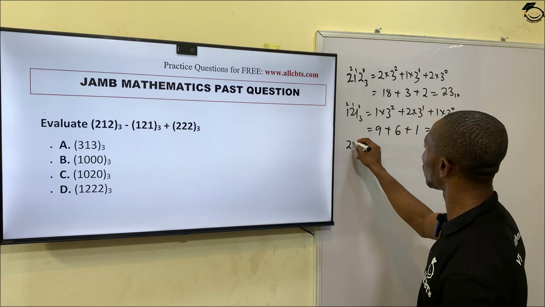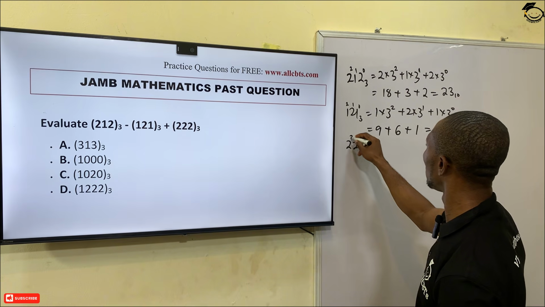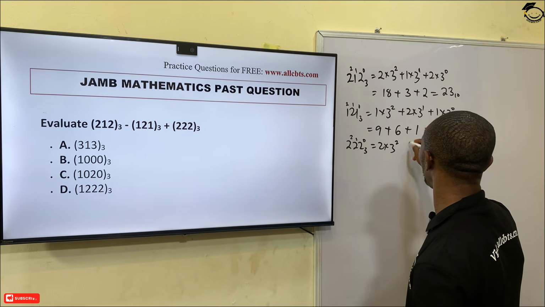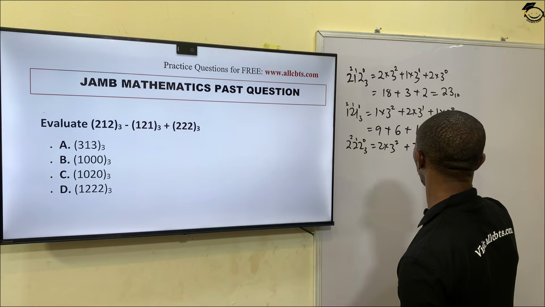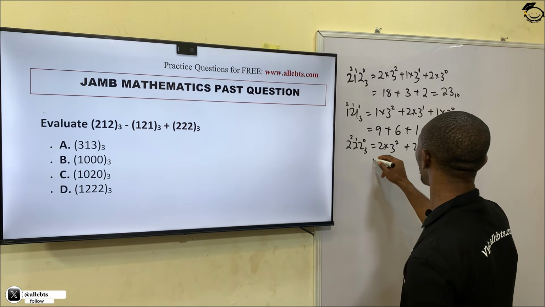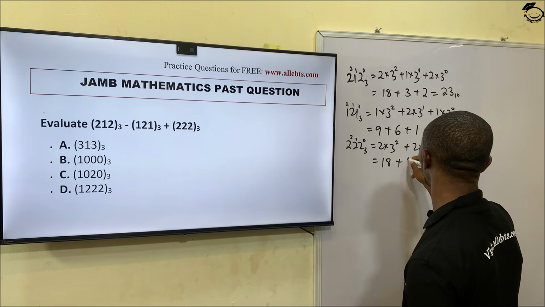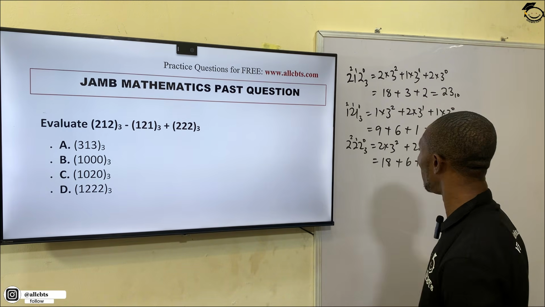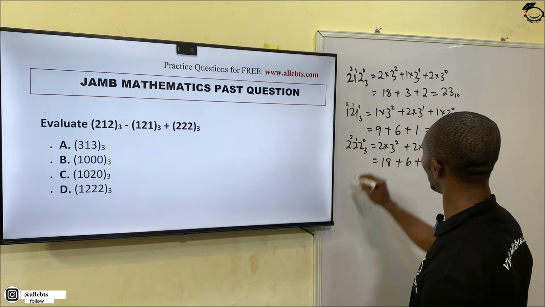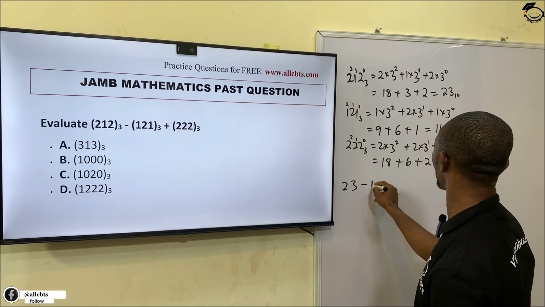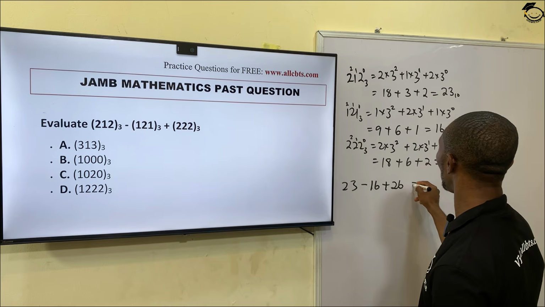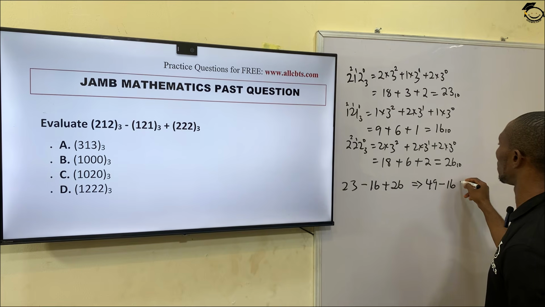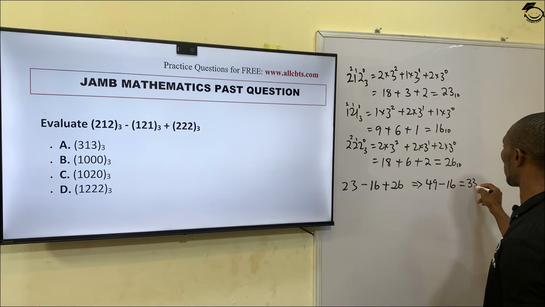And the next one we have is 222 base 3, which gives us 2 times 3 raised to power 2, plus 2 times 3 raised to power 1, plus 2 times 3 raised to power 0. This gives us 18, plus 6, plus 2, which gives us 26 base 10. Now, bringing it out as 23 minus 16 plus 26, 26 plus 23 will give us 49, minus 16 will give us 33 base 10.